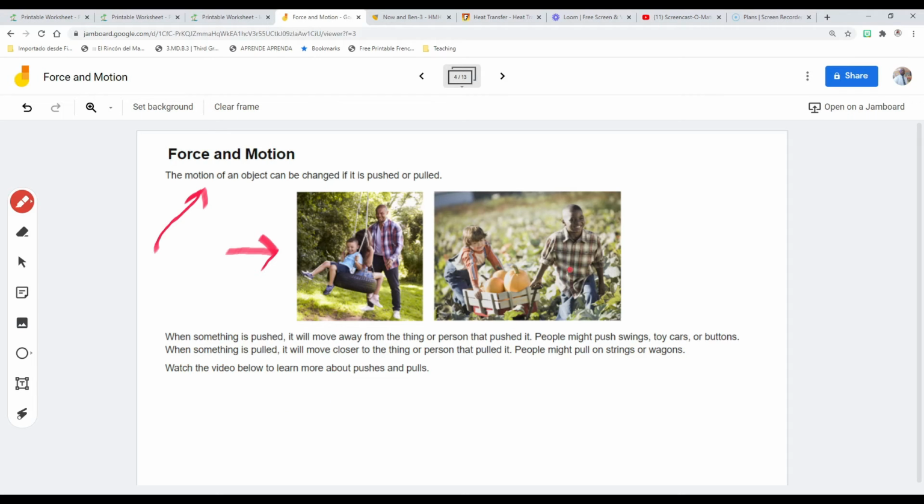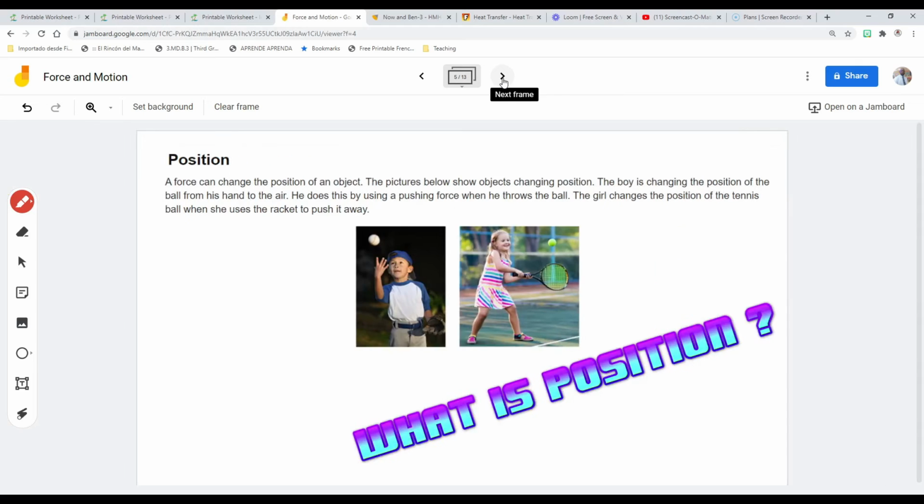So you can see these kids here pulling this wagon, so it gets closer to them. When you pull things, they move closer to the thing or person that pulls it. That's what this is referring to. We're not going to watch the video because that's not the purpose of this. Let's go to our next slide.